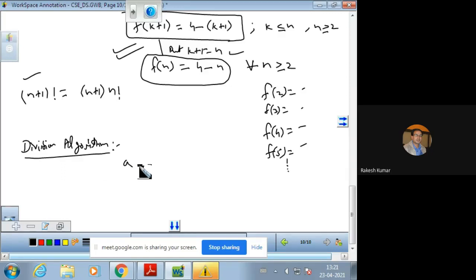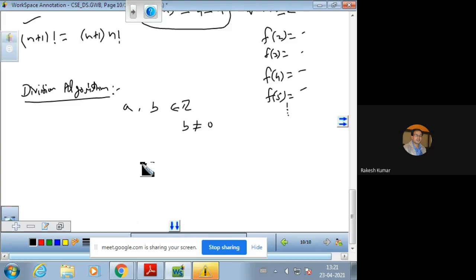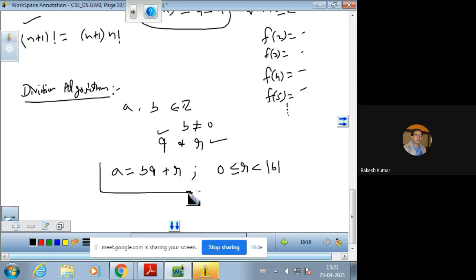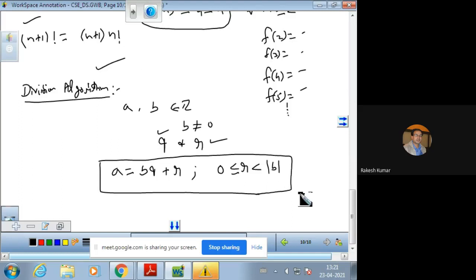So let A and B be integers and B is not equal to 0, then there exist unique integers Q and R such that A can be written as BQ plus R, and your R is the remainder that should be greater than or equal to 0 and less than the absolute value of B. Here Q is the quotient and R is the remainder. So this is the kind of a relationship for division algorithm.